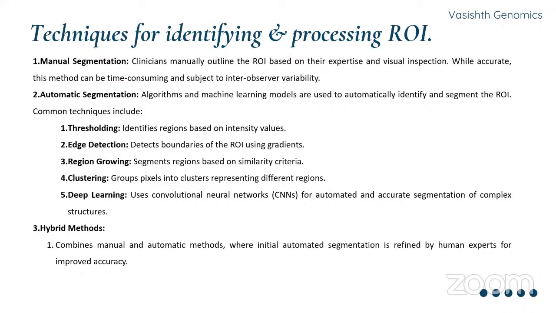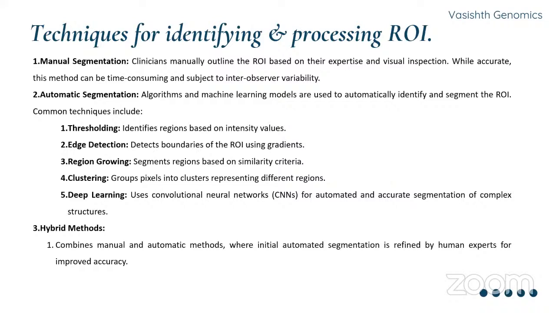Then you have automatic segmentation. Algorithms and machine learning models are used to automatically identify and segment the ROIs. Common techniques include thresholding, that is, identify the region based on the intensity values. Edge detection detects the boundaries of the ROI using the gradients. Region growing, segment the regions based on similar criteria. Then using clustering, group pixels into clusters representing the different regions. And then in deep learning, it uses CNN for automated and accurate segmentation of the complex structures.